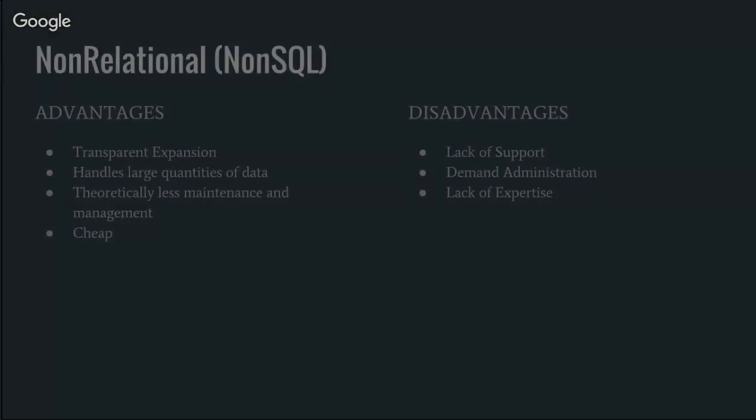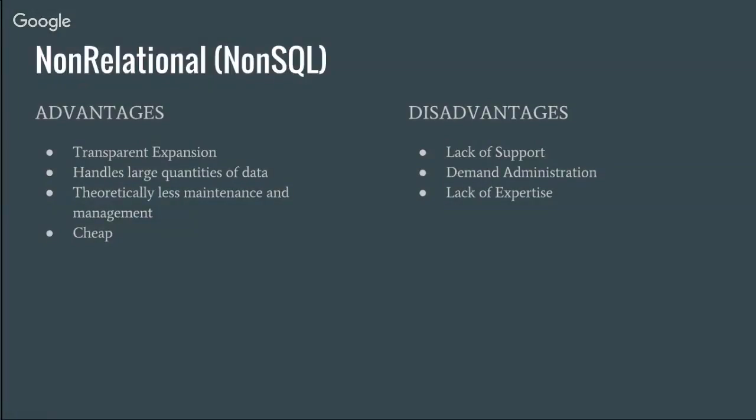And now moving on to non-relational databases. Some advantages of non-relational databases include that they allow for transparent expansion, which means that the database is more easily scaled for adding or deleting data. They can handle large quantities of data due to their increased scalability. They supposedly have less maintenance and management because they are supposed to do all of this management themselves. However, for the time being, these systems still require human control for much of the maintenance and system monitoring. And these systems are also often very inexpensive, or free.